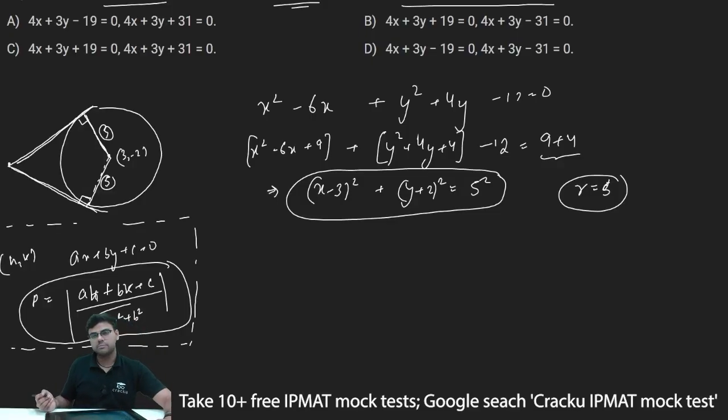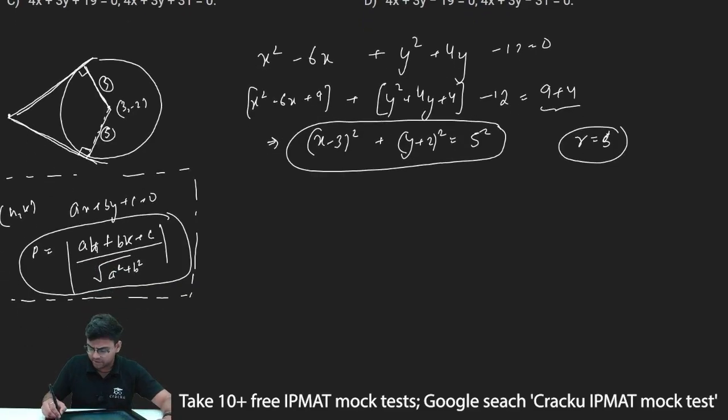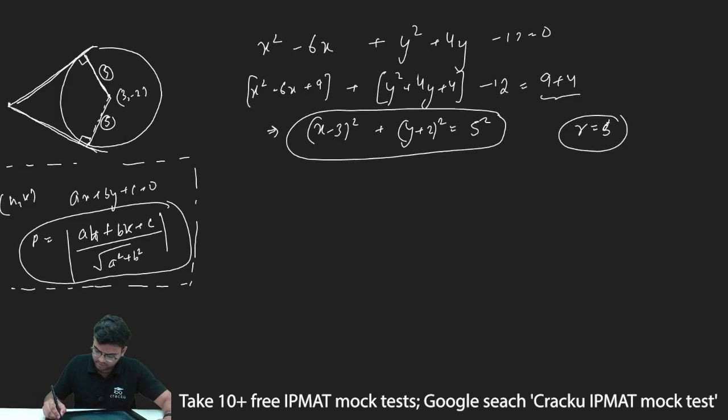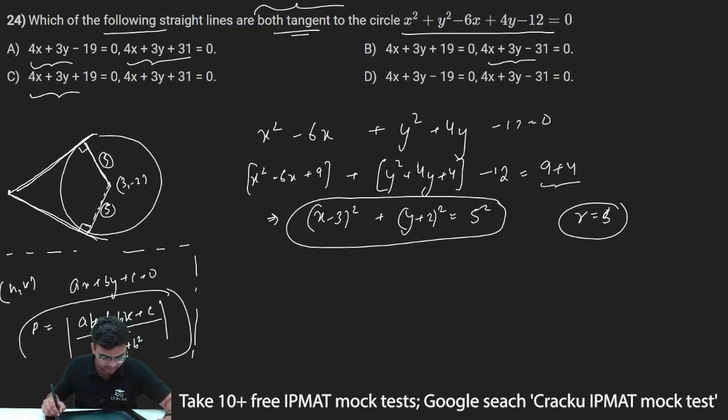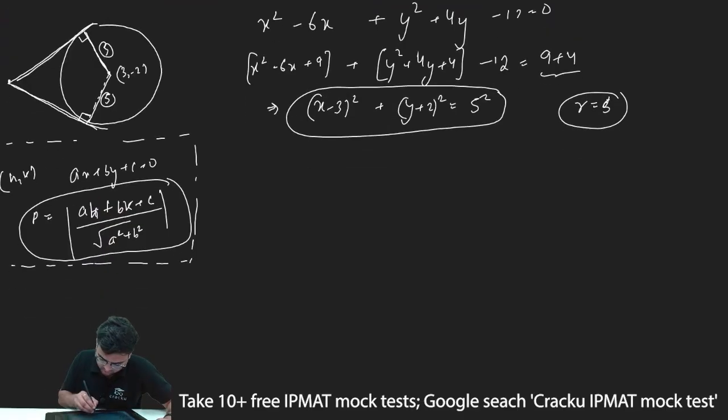Now we'll use the same thing, but now what we'll do is we'll use the options. There are 4 equations given to us: 4x plus 3y minus 19, 4x plus 3y plus 19, 4x plus 3y plus 31, and 4x plus 3y minus 31. What we'll do, we'll apply to all the equations. So 4x plus 3y minus 19 is equal to 0. This is one equation.